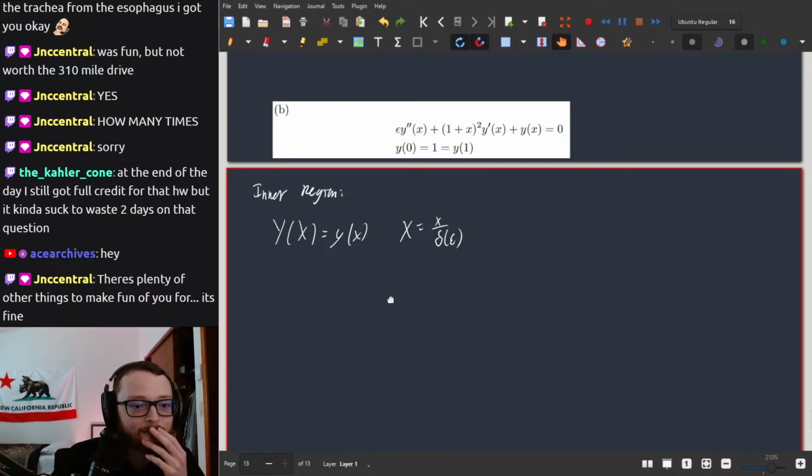Okay, there's a certain way you have to do this change of variables, or like we need to choose this delta of epsilon function. And there's a way of thinking about it.